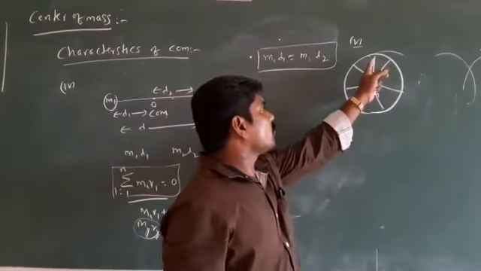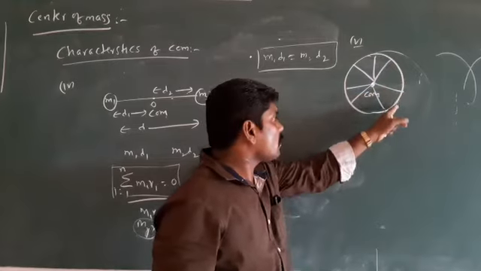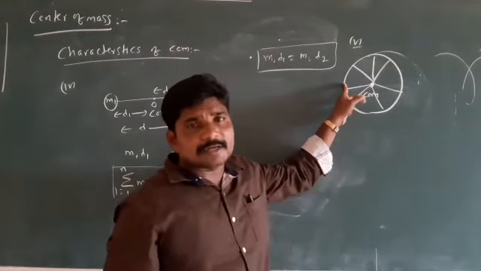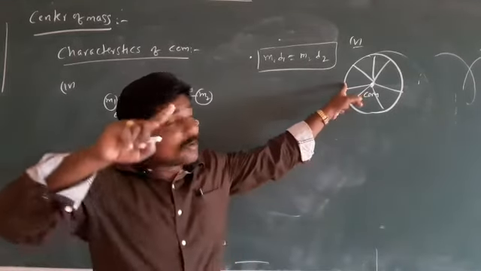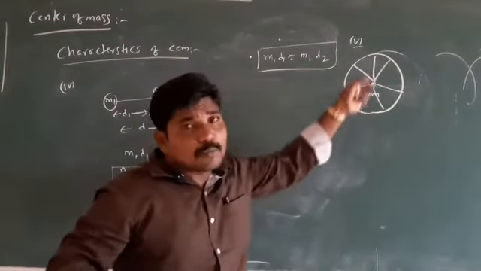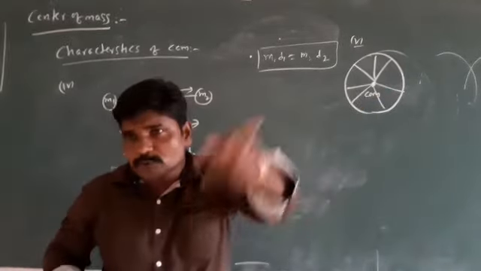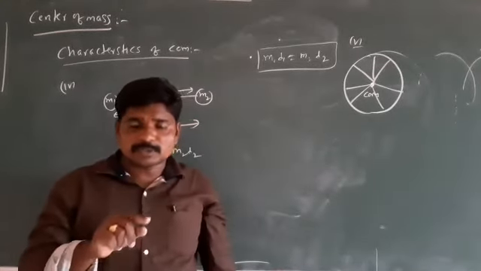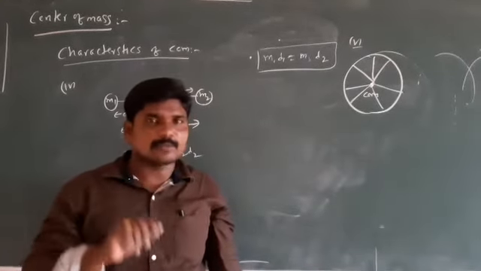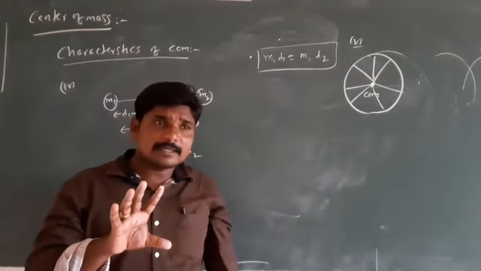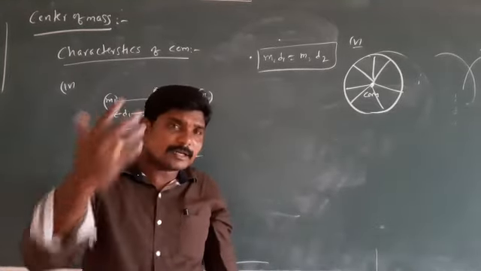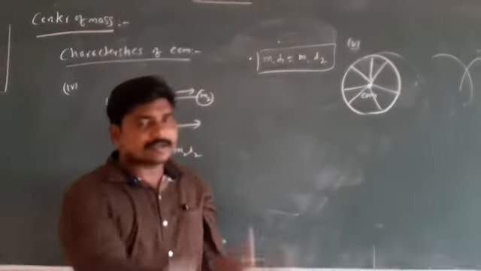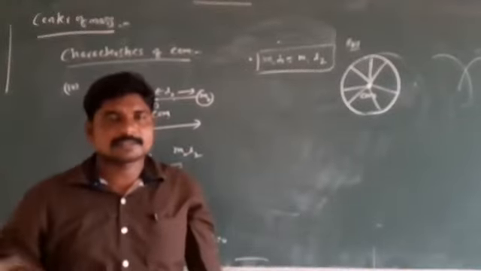Now the paths of the particles on the rim are complicated. That means the particles on the rim rotate and move forward. Every particle on the rim has two types of motion: rotational motion and translational motion. The motion of every particle on the rim is a combination of translatory and rotatory. Translatory means straight motion. Rotatory means they are rotating like this.